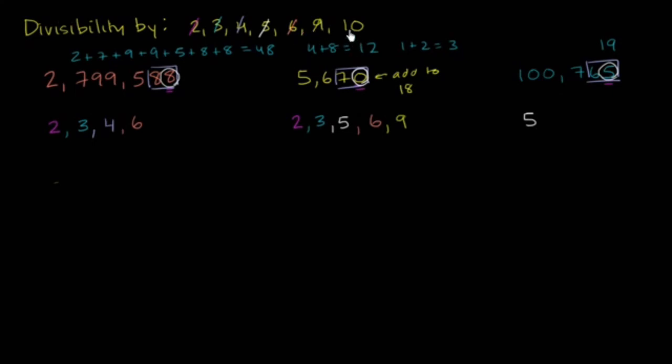And then finally, divisibility by 10. And this is the easiest one of all, because you just have to see if you have a 0 in the ones place. You clearly do not have a 0 in the ones place here. You do have a 0 in the ones place there, so you are divisible by 10 here. And then finally, you don't have a 0 in the ones place here, so you're not going to be divisible by 10. Another way you could think about it, you have to be divisible by both 2 and 5 to be divisible by 10. Here, you are divisible by 5, but not by 2. But obviously, the easiest one is to just see if you have a 0 in the ones place.